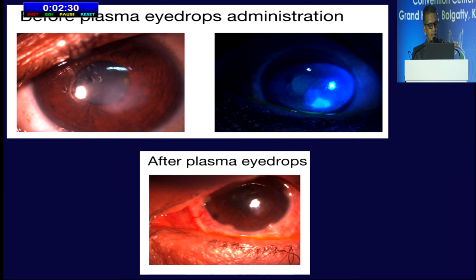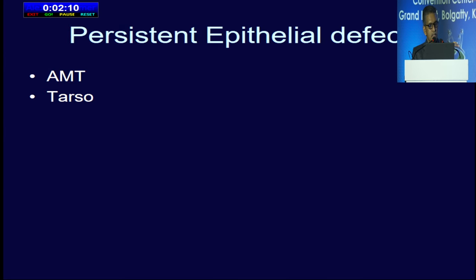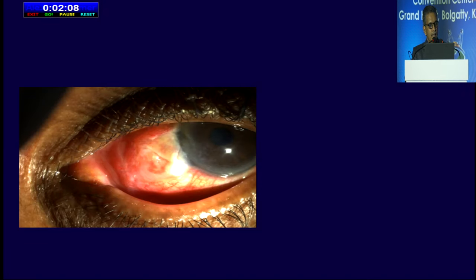A demonstrative picture of a patient who used the serum drops over a period of time: it healed. The last picture shows a patient who had a surgery done and a trigeminal nerve palsy, which was detected later. The patient had to undergo something called corneal neurotization, in which the supraorbital nerve is directed into the cornea and the nerve supply can be restored. In bad cases, you can go for an amniotic membrane transplantation or a tarsorrhaphy to get it healed.